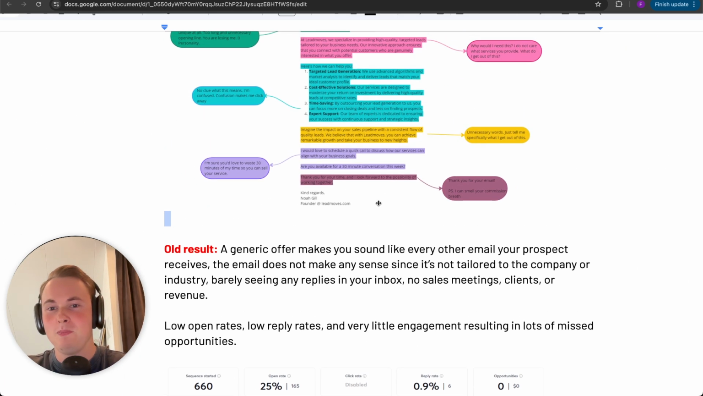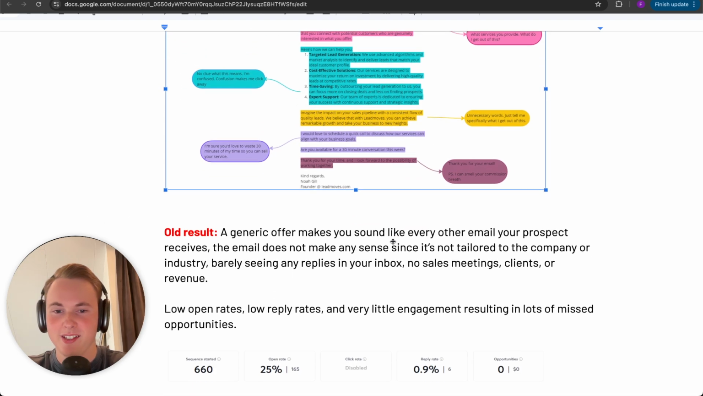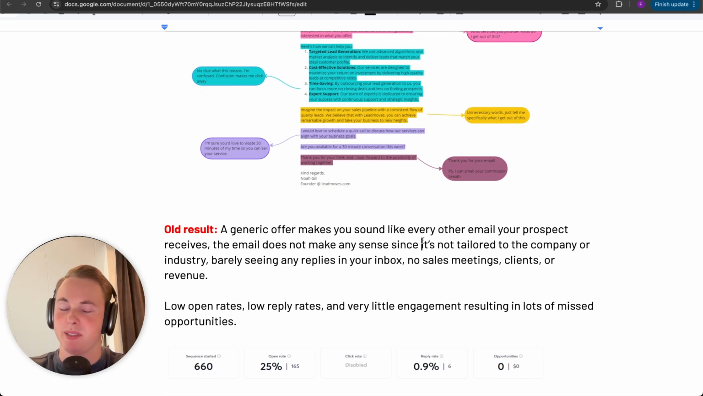So basically the result of doing it this way is that you sound like every other email your prospect receives. The email doesn't make any sense. It's not personalized, it's not tailored. I have no clue what their offer is. It's not tailored to the industry, my company, my LinkedIn, anything.